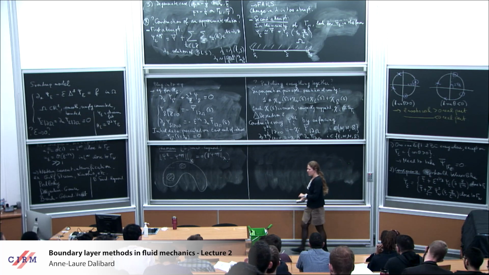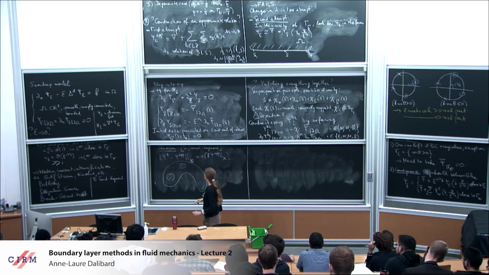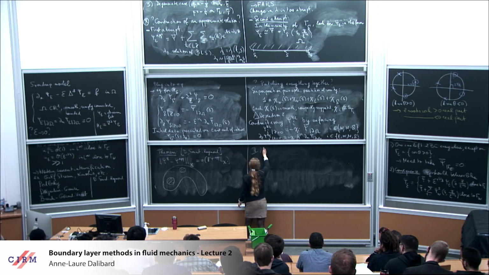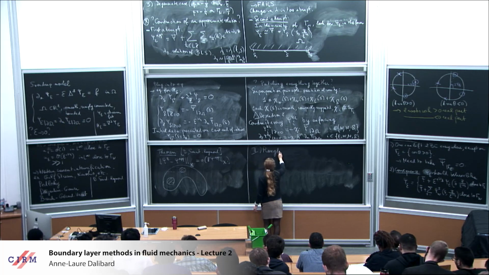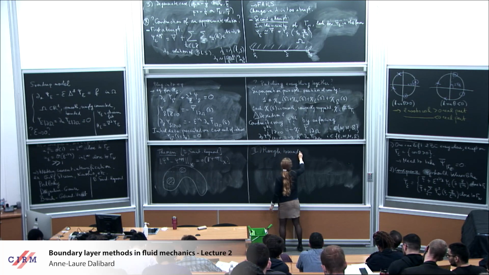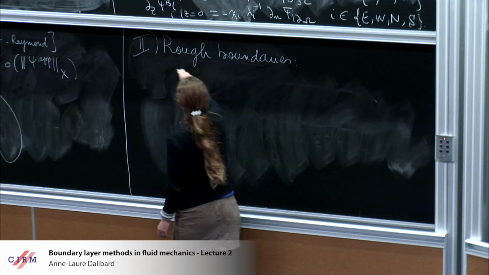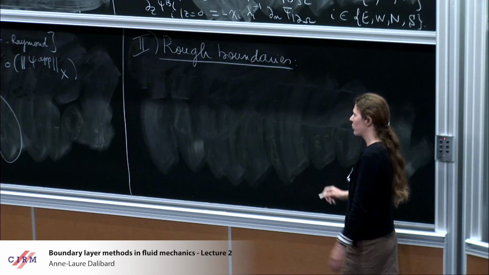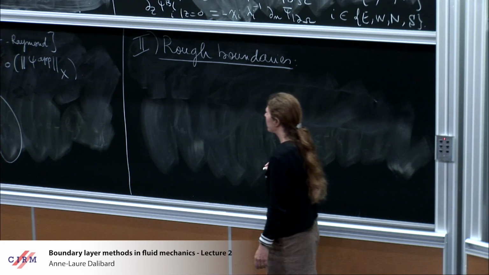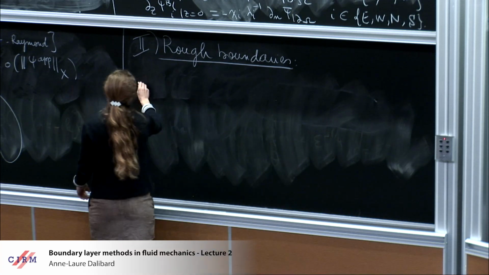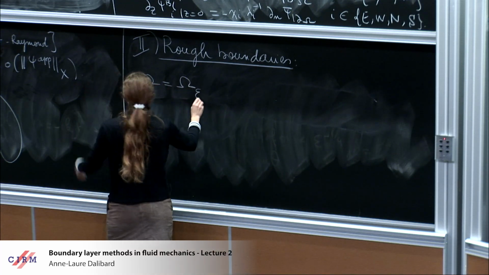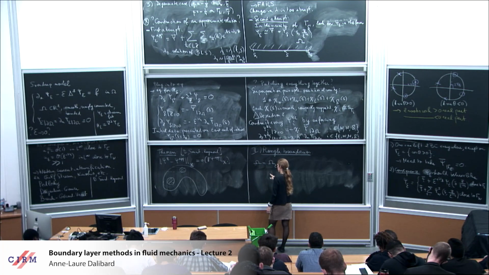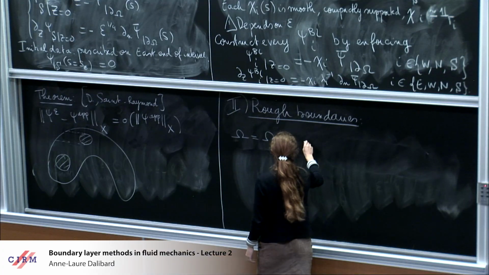I don't have much time left, but still I'm going to talk a little bit about what happens in the case of rough boundaries, just to give you an idea that what we did can be generalized to cases where the boundary is not flat or not smooth. So now I'm taking omega to be some omega epsilon. It's the same equation as before.